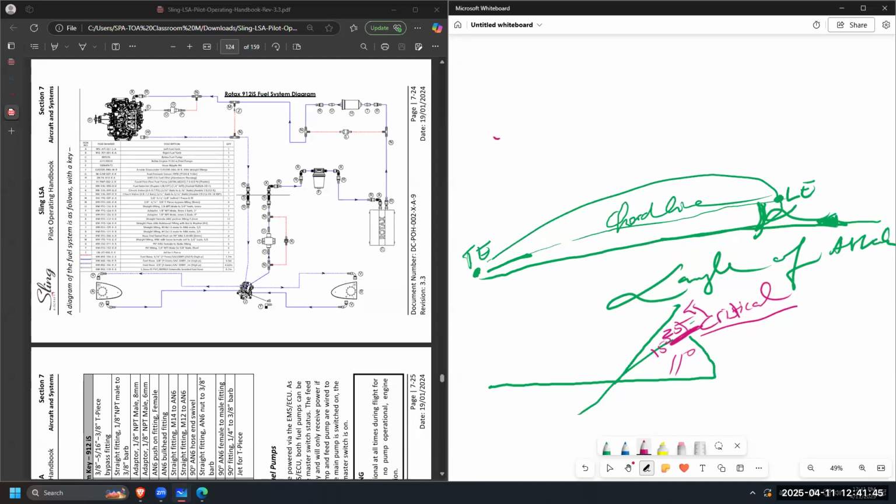Your airflow gets disrupted, so you're not creating lift. Good. Where does it start? The body, yeah, sorry, it's at the root. And how does it move?